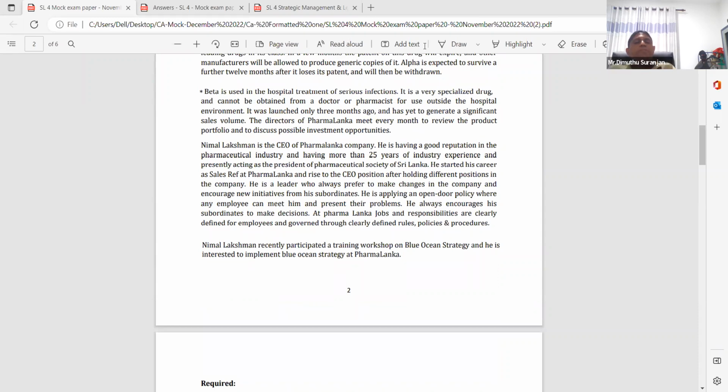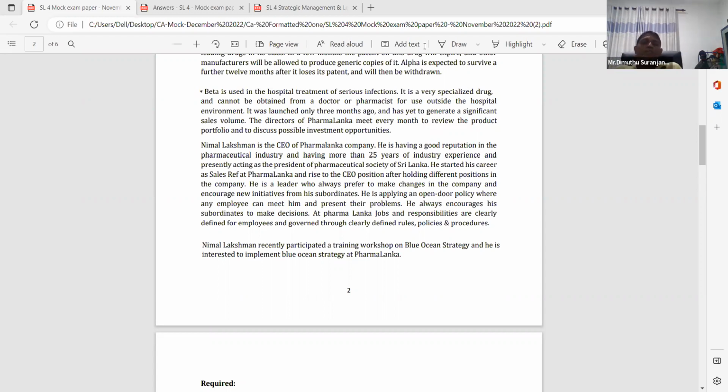Nimal Lakshman is the CEO of Pharmalanka company. He's having a good reputation in the pharmaceutical industry and having more than 25 years of industry experience and personally acting as the president of Pharmaceutical Society of Sri Lanka. Who is this Nimal Lakshman? He is the CEO, no? Now, they're trying to explain the leadership style of the CEO.